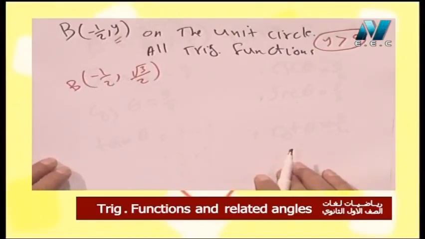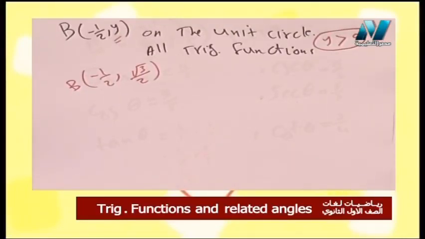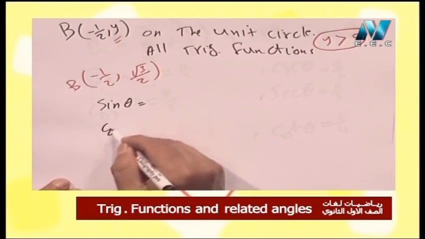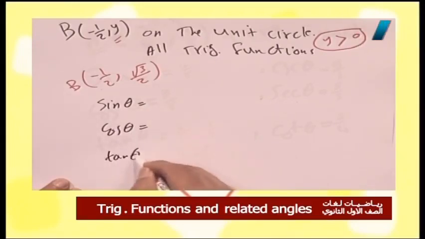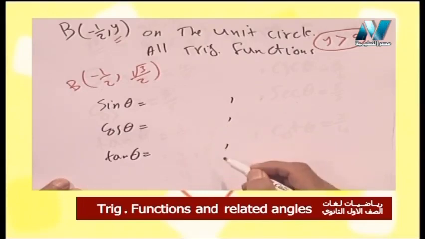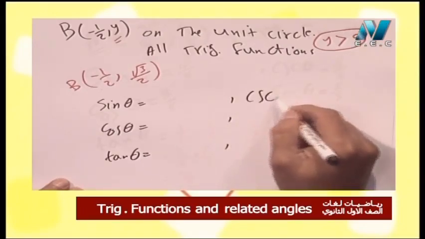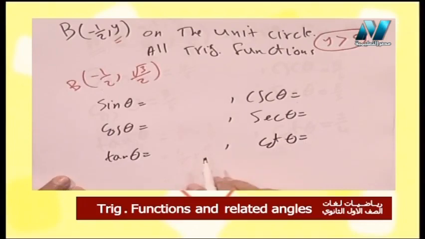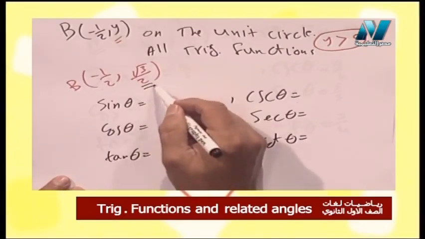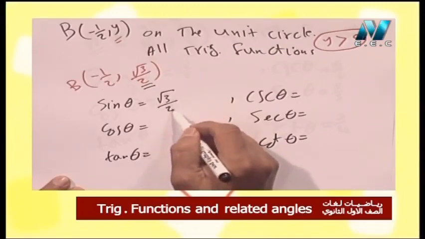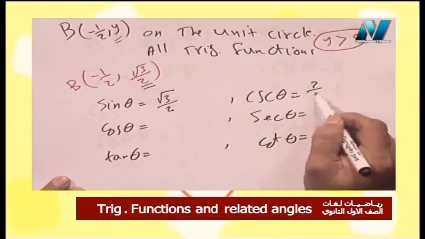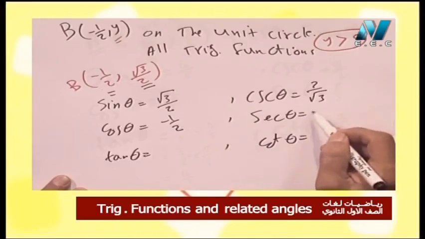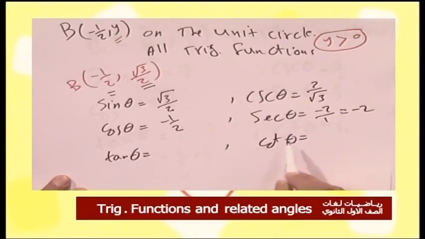So let's find all trig functions. We have here sine theta, cosine theta, tan theta, and we have their reciprocals, which are cosec theta, sec theta, and cotan theta. We agree that sine is the y, so it's root 3 over 2, and its reciprocal will be 2 over root 3, of course. Cosine theta equals negative half, and its reciprocal equals negative 2 over 1, or negative 2.